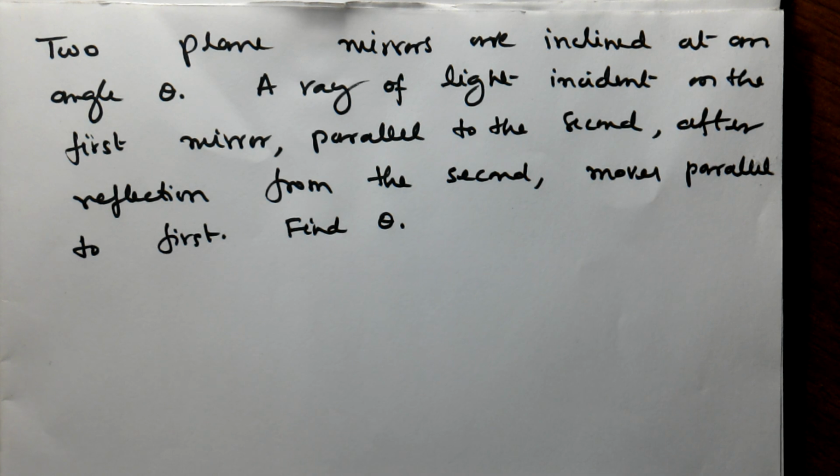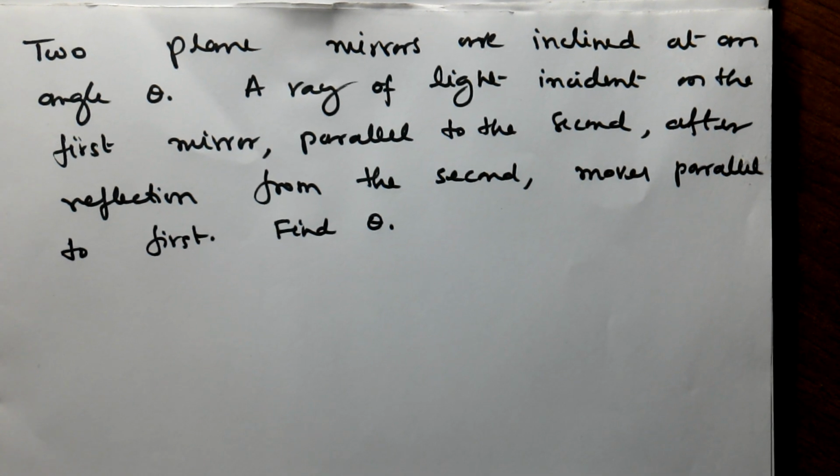Read it yourself. See, a small smile comes on your face. Try to understand it. Is it like some tongue twisters? Seashells on the seashore. In the same way, we have a confusing factor here. 2 plane mirrors are inclined at an angle theta. A ray of light incident on the first mirror parallel to the second, after reflection from the second, moves parallel to the first. Find theta. Okay, read it yourself. I will give you some 30 seconds.